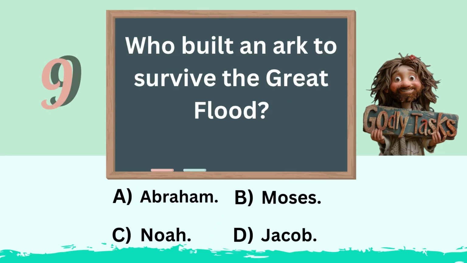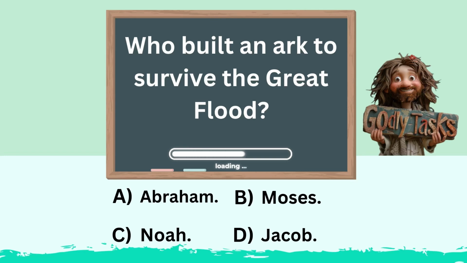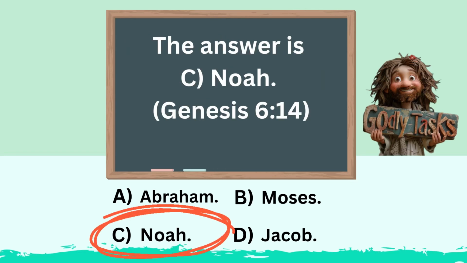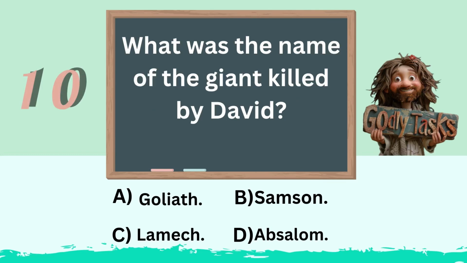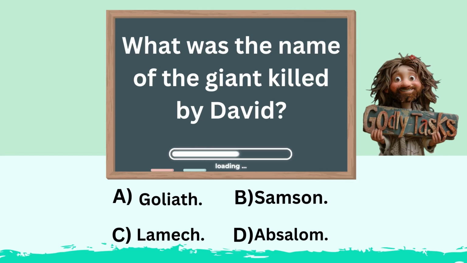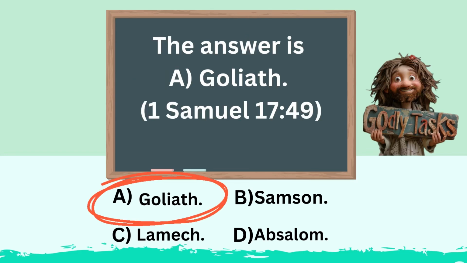Question 9. Who built an ark to survive the great flood? A. Abraham. B. Moses. C. Noah. D. Jacob. The answer is C. Noah, Genesis 6:14. Question 10. What was the name of the giant killed by David? A. Goliath. B. Samson. C. Lamech. D. Absalom. The answer is A. Goliath, 1 Samuel 17:49.